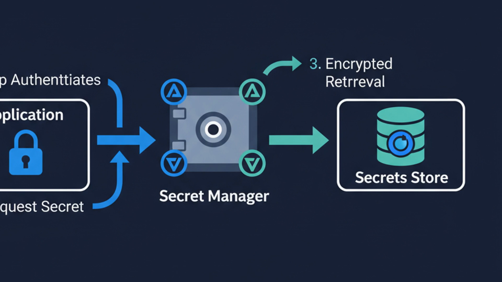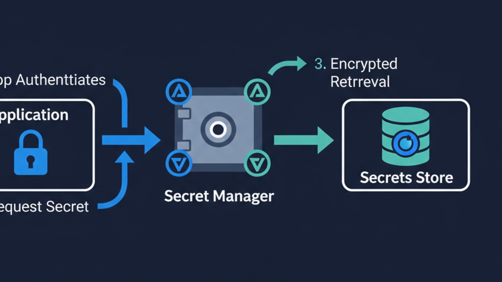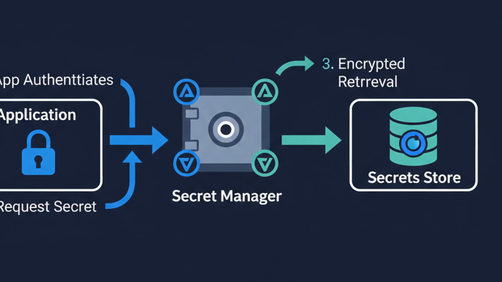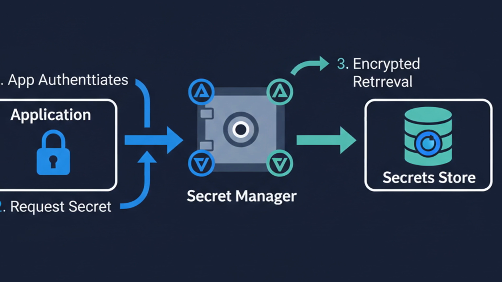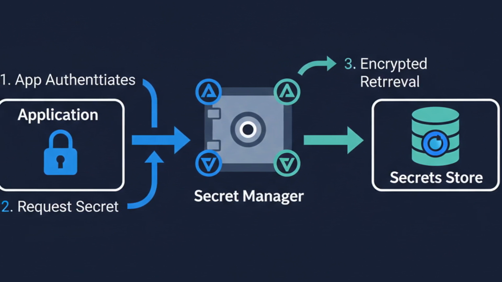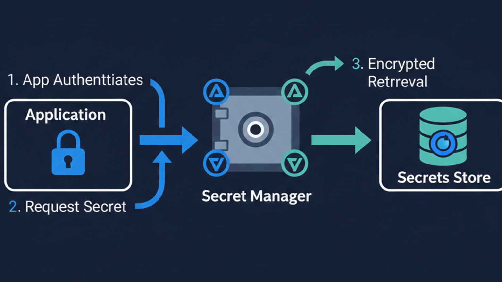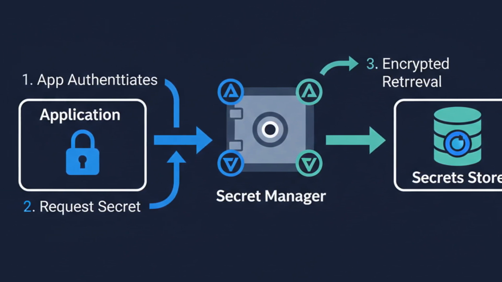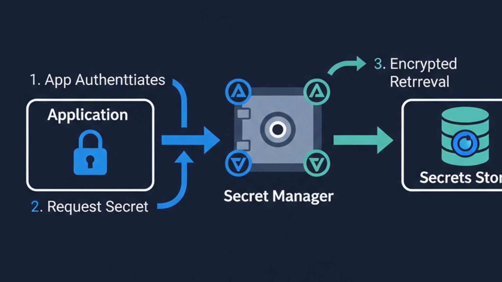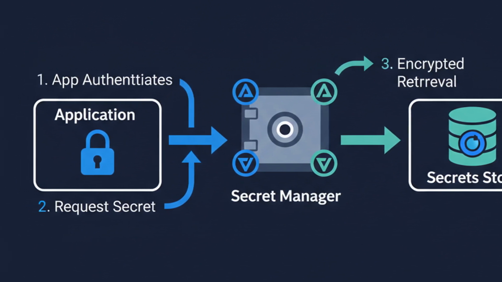For production systems, environment variables aren't enough. You need a dedicated secret manager. Tools like HashiCorp Vault, AWS Secrets Manager, or Google Secret Manager. These provide encryption at rest, access audit logs, automatic rotation, and fine-grained access control. Your application authenticates to the secret manager, then retrieves secrets at runtime. No secrets ever touch your file system or environment variables in plain text.